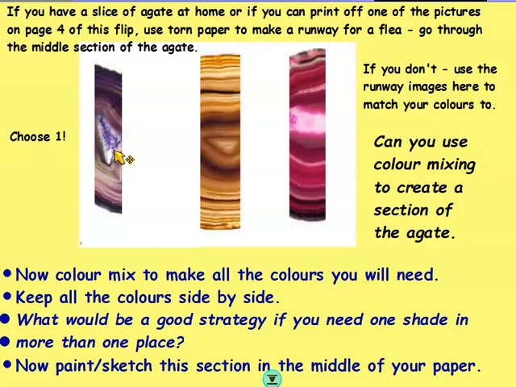Once you have decided which agate you're going to do, whether you're going to do the one on the screen or you're going to print one off and make a runway with it, you then need to colour mix to make all the colours you will need, or if you're using crayons, you'll need to decide which ones you're going to use and how you can create each of the colours. Keep all the colours side by side, and if you need to change a shade slightly and add to it, you need to think about, would you need to add a little bit of white to lighten it or a little bit of black to darken it.